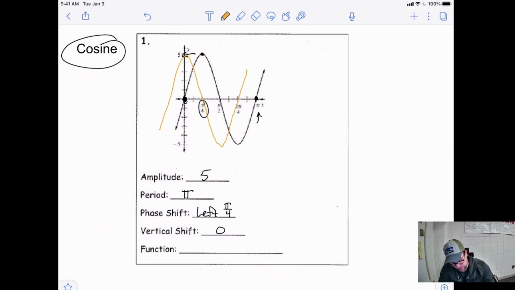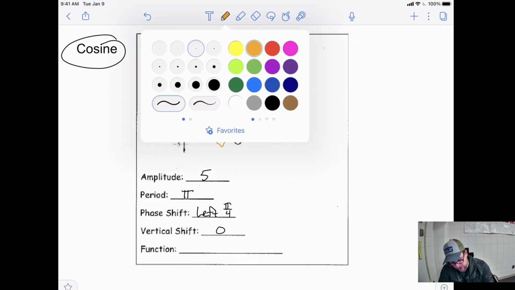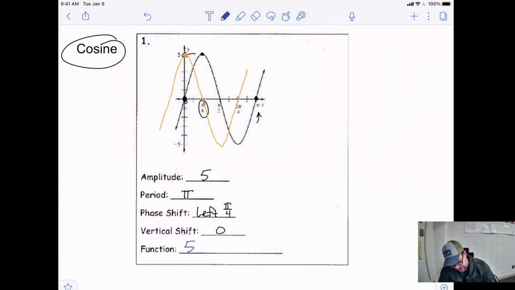So coming over there, since we're starting up top, we know our a value will be positive. So this will be 5 times the cosine of, let's leave our b blank for a minute. We did move our graph left, pi over 4. So to move anything left, we're going to take our x value, and we are going to be adding pi over 4. And our midline is 0, so I'm going to say plus 0.